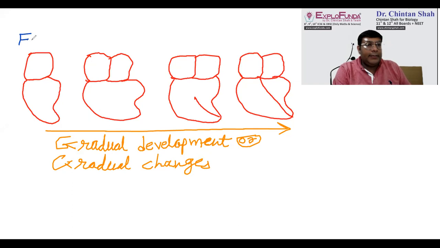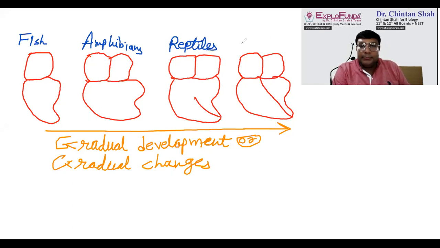The first were fish, then amphibians, and then after what is this? Reptiles, and then at last mammals, or you say birds. Yes. How do you know that this is the only pathway? Because the oldest fossils are of the fish.